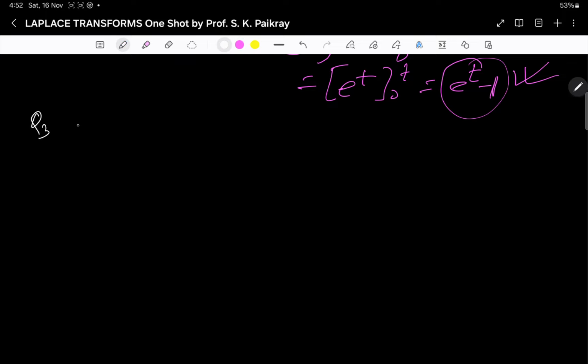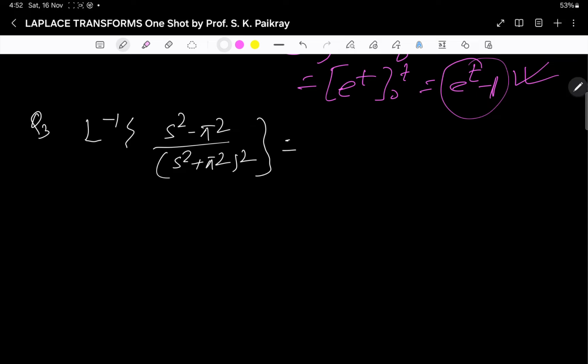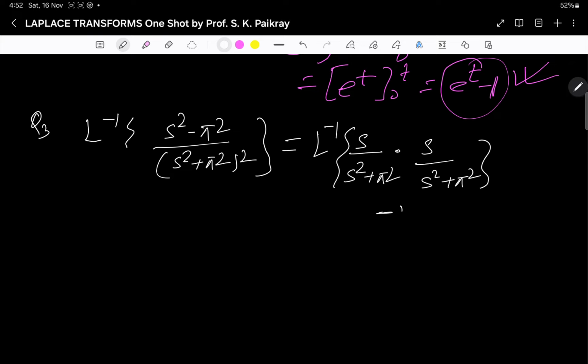If I ask you one more problem, find the Laplace inverse of s square minus pi square by s square plus pi square whole square. Suppose a problem is asked like this, then what to do? You have to split it. It is L inverse of s by s square plus pi square into s by s square plus pi square, likewise minus L inverse of pi by s square plus pi square into pi by s square plus pi square.